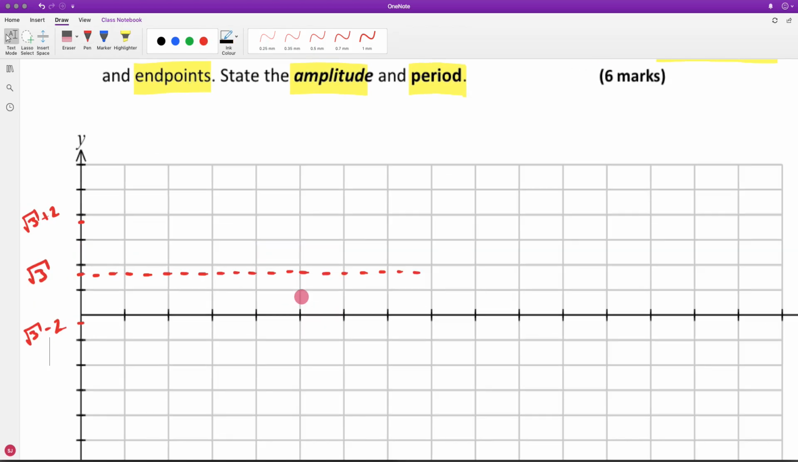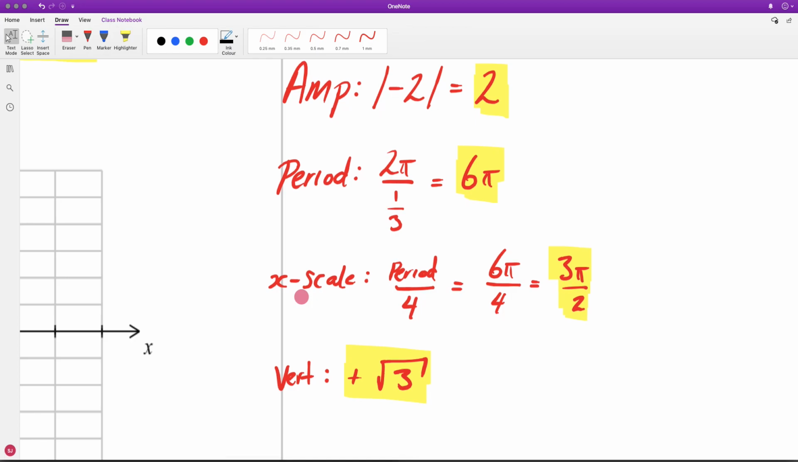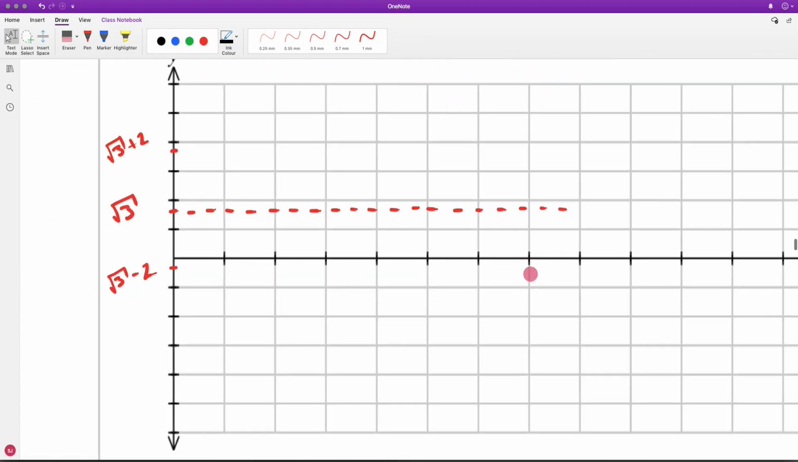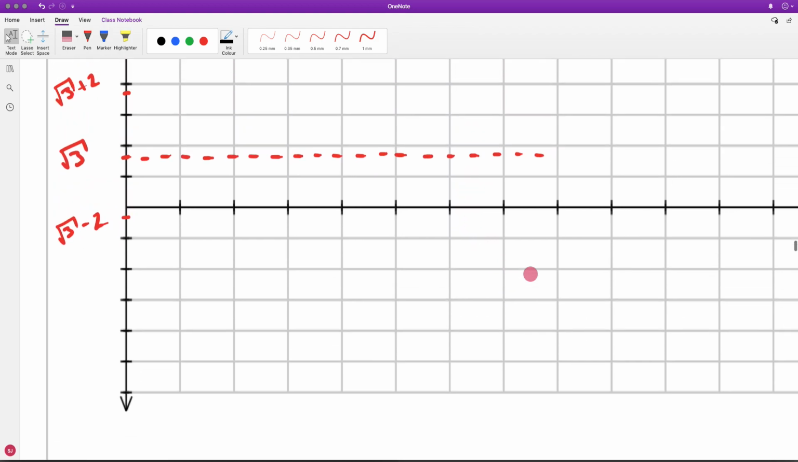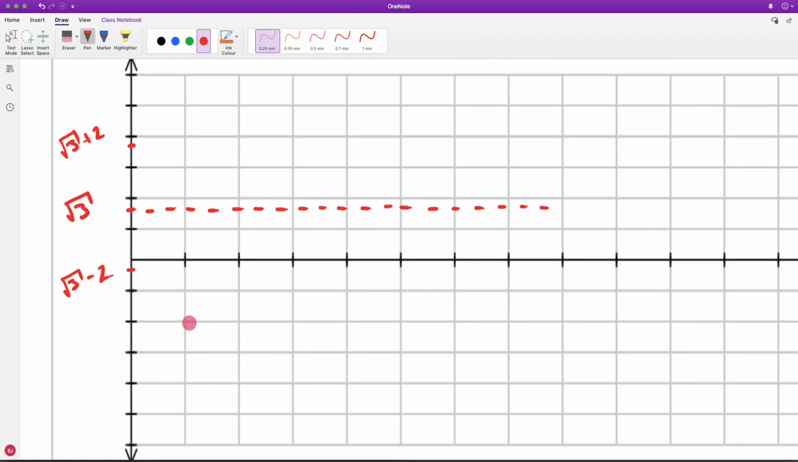Let me zoom right into this one. And let's remember the fact that my x scale is 3 pi on 2. So I'm going to come over here, zoom right in, and I'm going to start putting in my values. I'm going to do it a bit lower because I know my graph is going to be here, but these are for my x-axis. So it's going to be 3 pi over 2. Now I'm going to plus that each time.